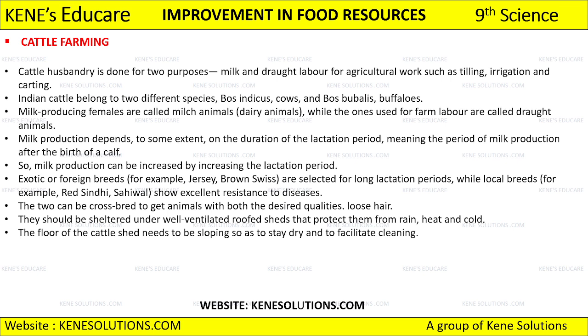So Indian cattle belong to two different species. It includes Bos indicus and Bos bubalis. Bos indicus are the cows and Bos bubalis are the buffaloes. Okay, you need to know this. Then milk producing females are called milch animals, which are also known as dairy animals. Then we have the ones which are used for farm labor. They are called draught animals. So milk production somehow depends on the duration of the lactation period.